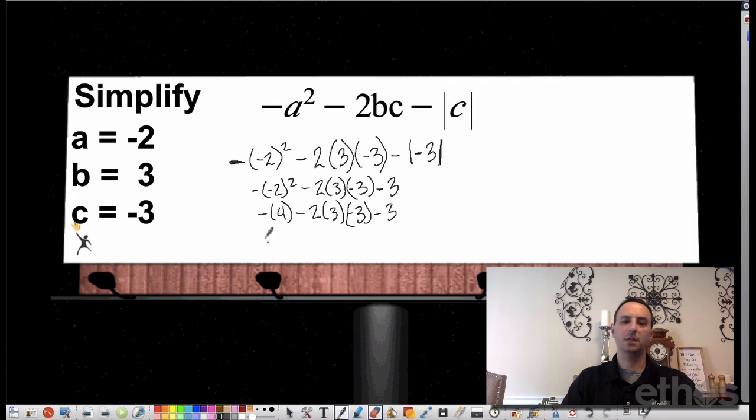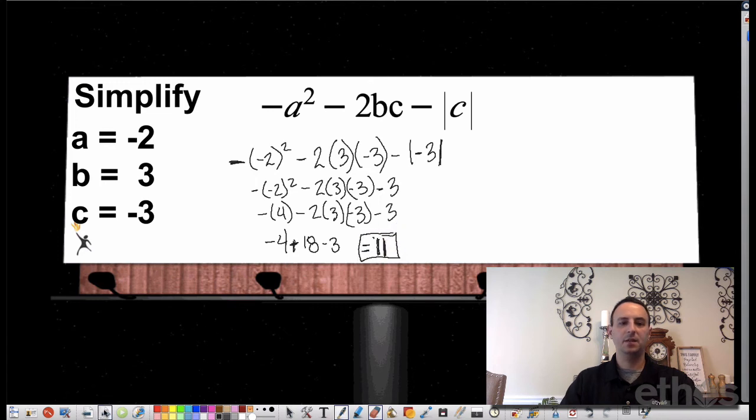So I'm going to do all my multiplication. So negative 4 minus, we'll see if that's minus or plus in a second. Negative 2 times 3 is negative 6. Negative 6 times negative 3 is going to give me a positive 18 minus 3. And I finally solve that out. Negative 4 and negative 3 make negative 7. And then a positive 18 gives me a positive, equals, the answer is 11.